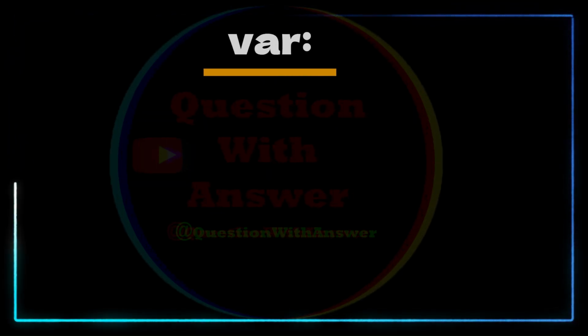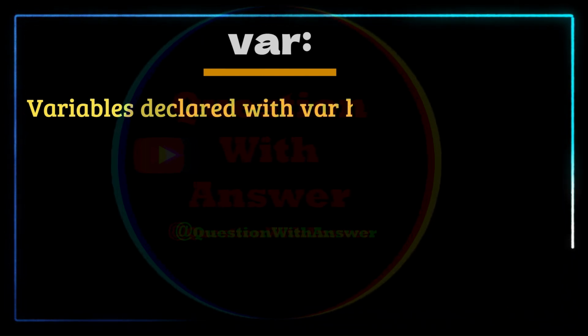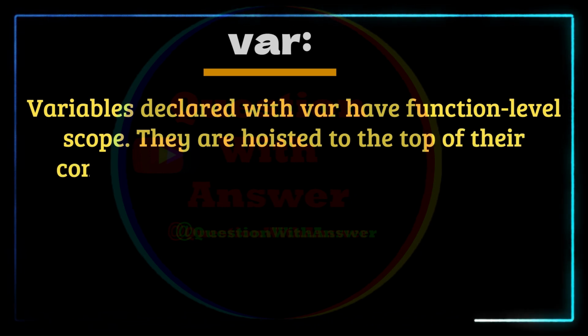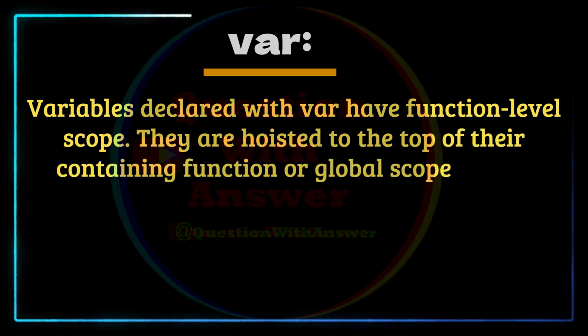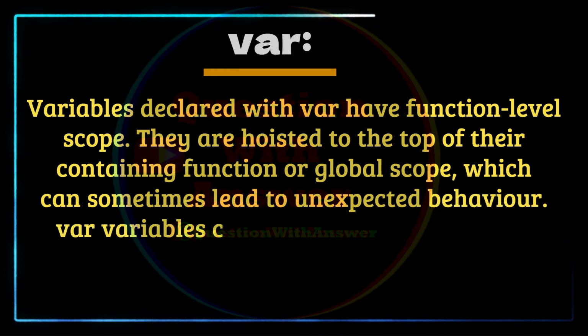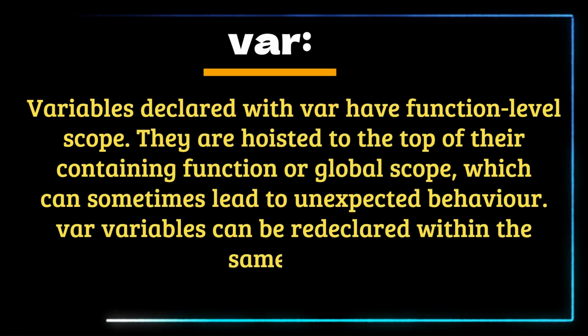Var. Variables declared with var have function-level scope. They are hoisted to the top of their containing function or global scope, which can sometimes lead to unexpected behavior. Var variables can be redeclared within the same scope.